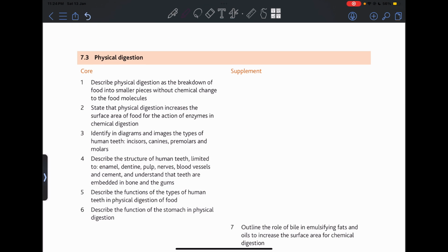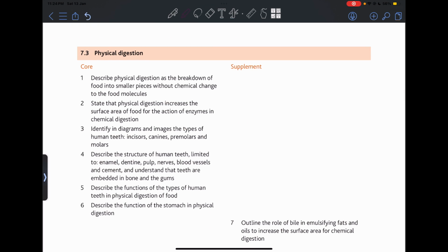Now for the 7.3 physical digestion part, the core students and extended students have to describe physical digestion as the breakdown of food into smaller pieces without chemical change to the food molecules. So this is a definition, you have to know it. The second part says state that physical digestion increases the surface area of food for the action of enzymes in chemical digestion. So this is basically why your body does physical digestion. It is to increase the surface area of food, so the enzymes can actually do their job in chemical digestion. Enzymes are actually chemical digestion, so you have to memorize this information.